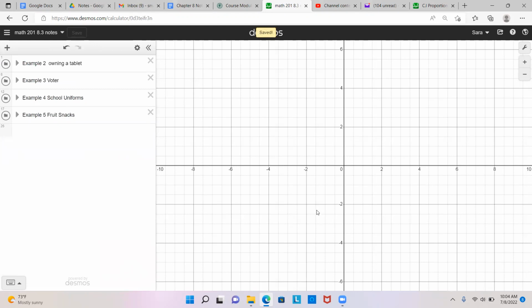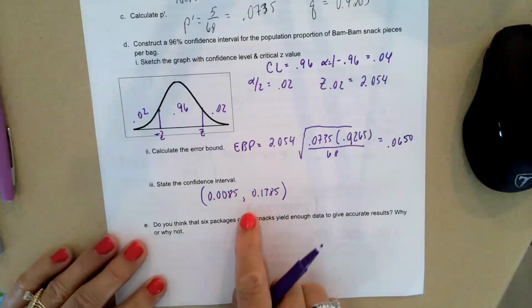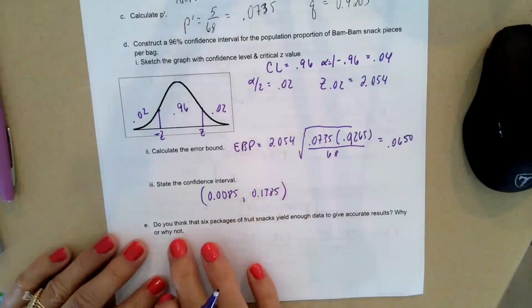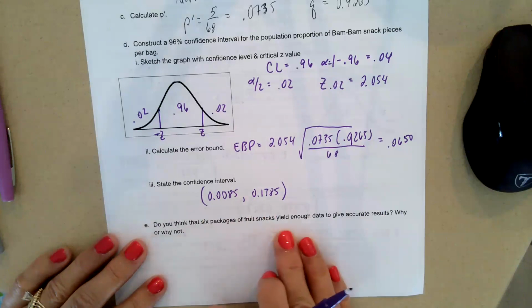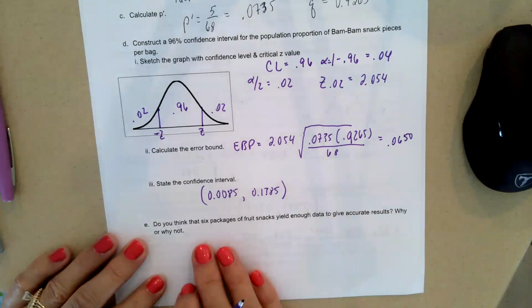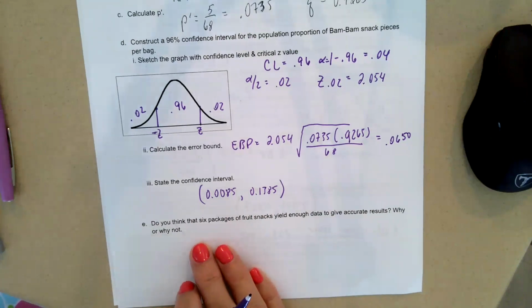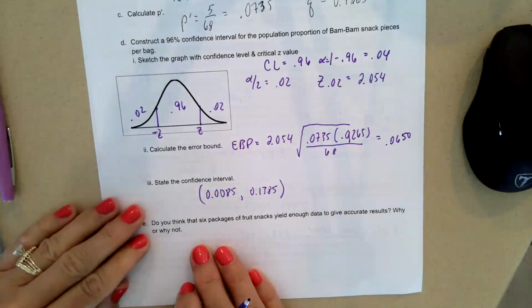So let's go back to our paper. It's our prediction, lower and upper. It says, do you think that 6 packages of fruit snacks yield enough to give accurate results? Why or why not? I don't know. That's a good question. I would think it's not.